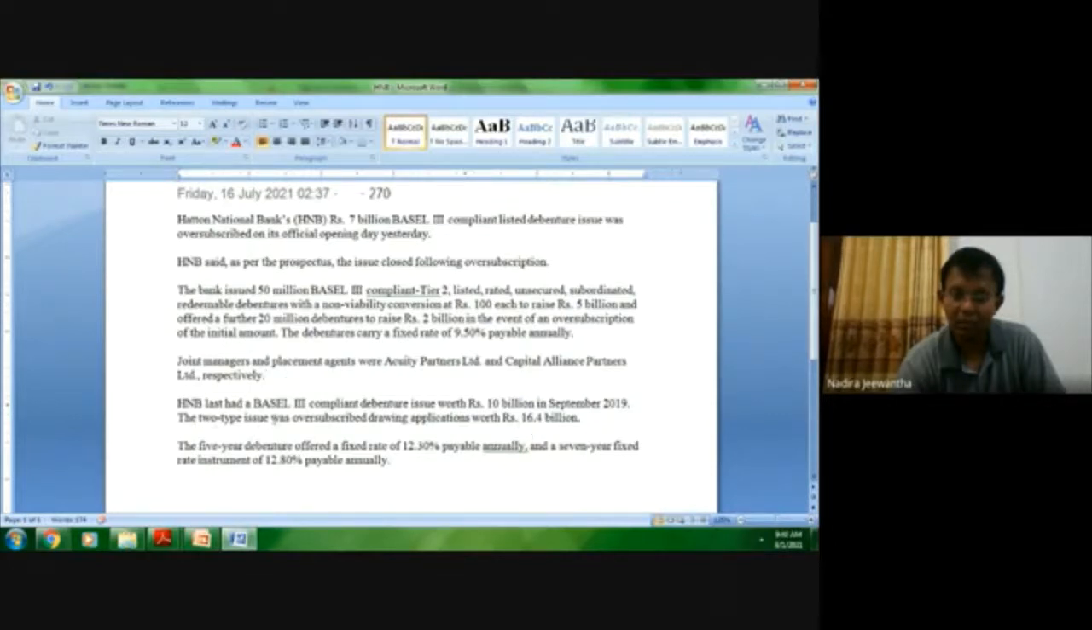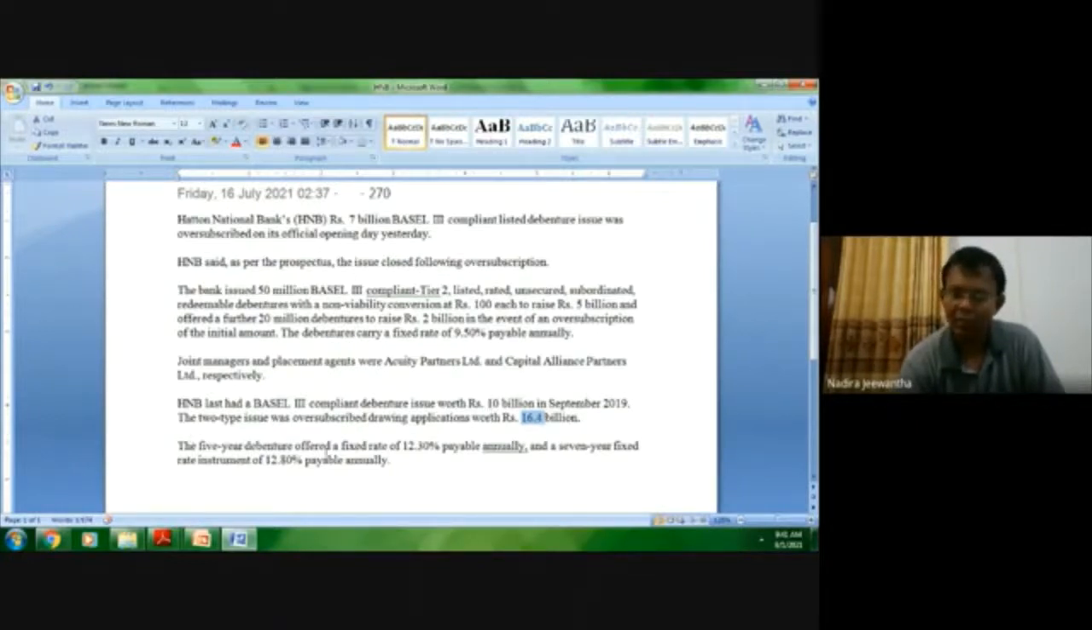The two type issue was oversubscribed. Now see, 16 billion in applications, whereas you wanted to issue 10 billion. So you can't issue more than 10. You have taken approval to issue a maximum of 10 billion, but you have received applications for 16 billion. So then you have to decide the ratio, over the 16.4, on a pro rata basis.